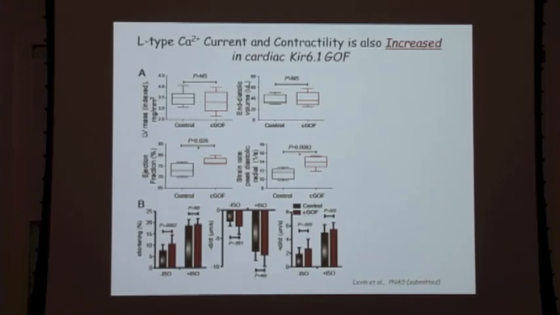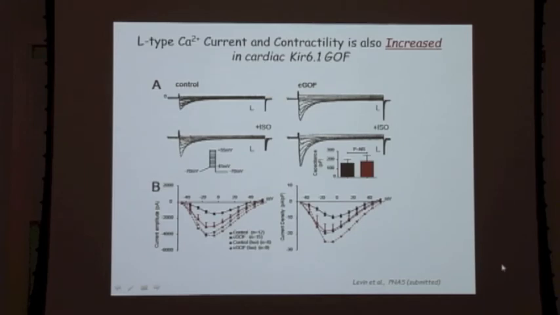And we've now repeated this in an extensive study that Mark has done using Kir6.1 gain of function. So now a completely different transgene in which we introduce Kir6.1 into the heart. And we see essentially the same phenomenon, which is increased ejection fraction, increased strain rate on echo in the hearts themselves. In the isolated myocytes, we see an increase in the baseline contractility, but no increase in isoproterenol. And if we look at the calcium currents, we see the same thing. So control and the gain of function animals, we see about double the calcium current.